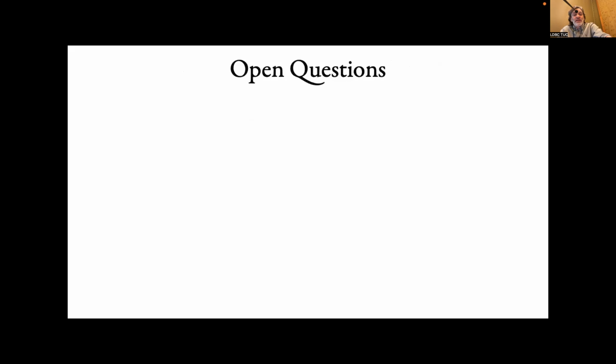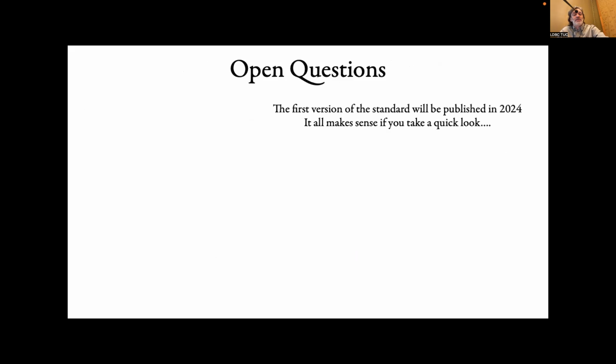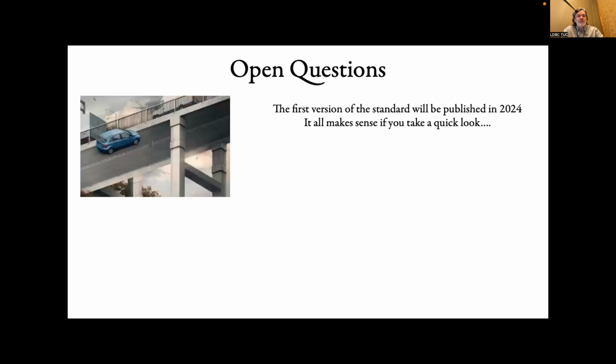The reason for doing this was actually to bring it to the attention of the database community. The first version of the standard will be published in 2024, and this is the time to stop and pause and ask, does it all make sense? If you look at something like that, it looks fine at first glance. Then you start looking and say, well, maybe there are a few things to do here.